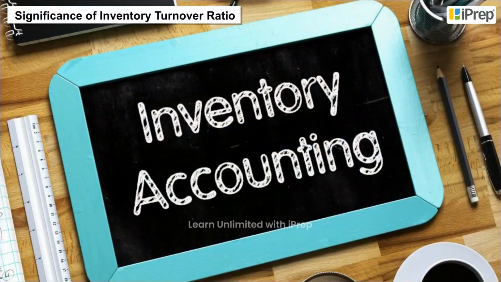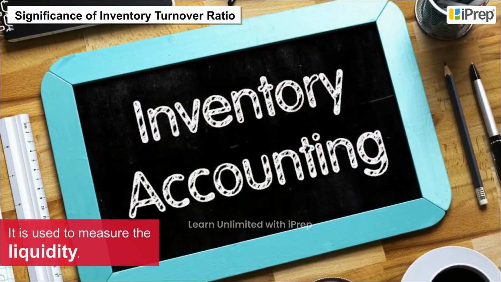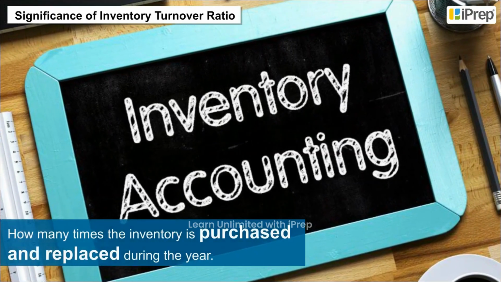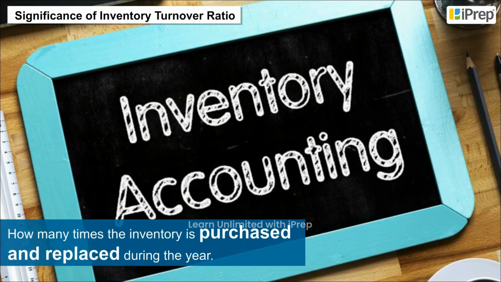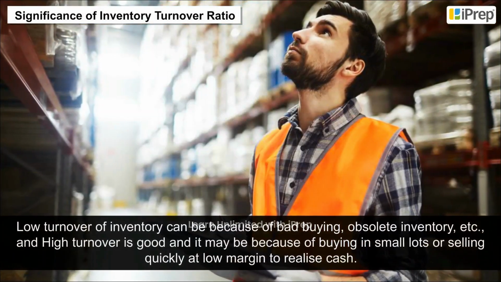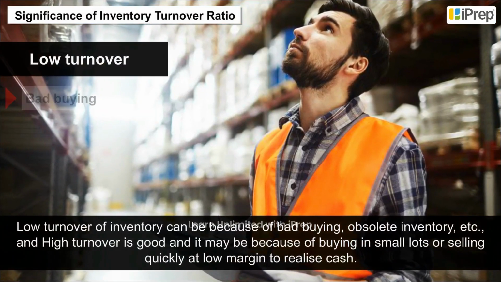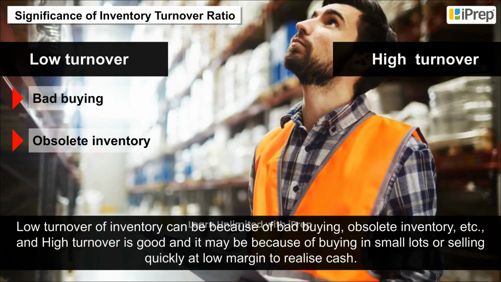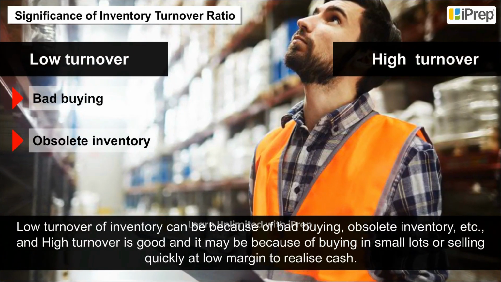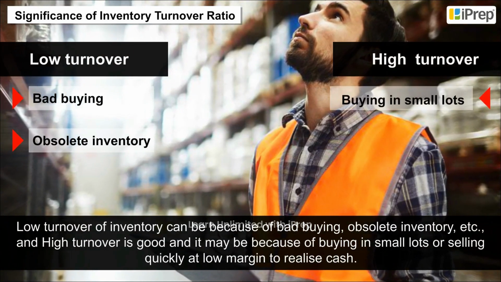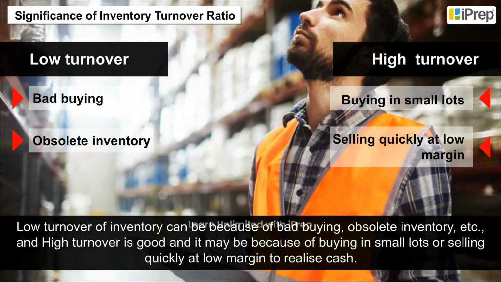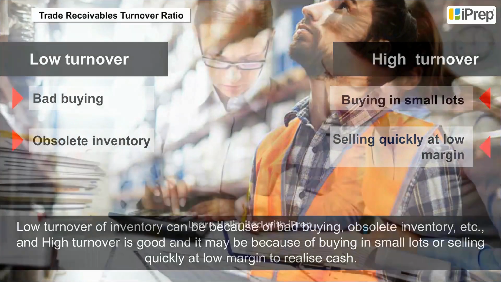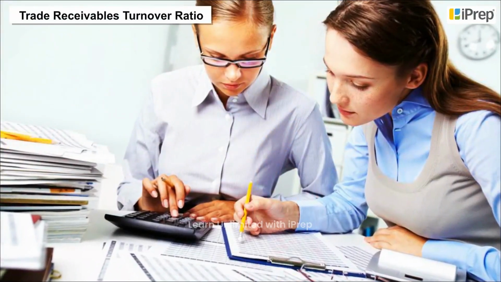Significance of inventory turnover ratio. It is used to measure the liquidity. It shows how many times the inventory is purchased and replaced during the year. Low turnover of inventory can be because of bad buying, obsolete inventory, etc. And high turnover is good, and it may be because of buying in small lots or selling quickly at low margin to realize cash. Trade receivables turnover ratio.